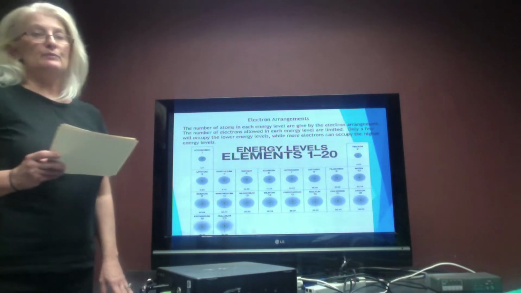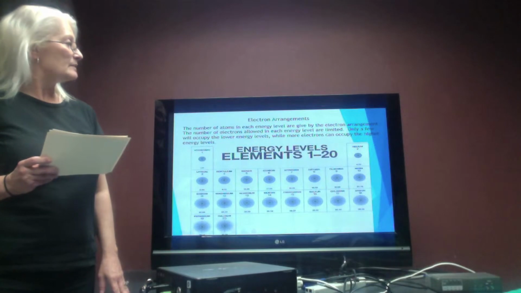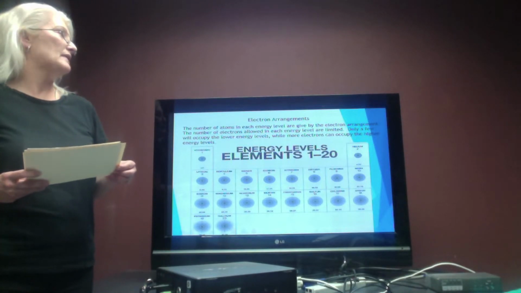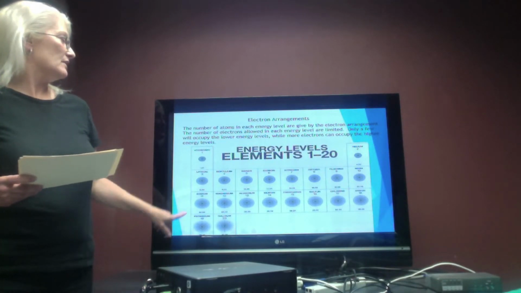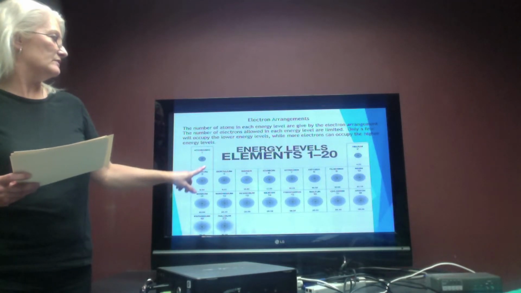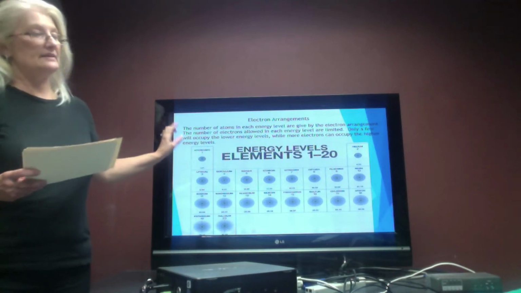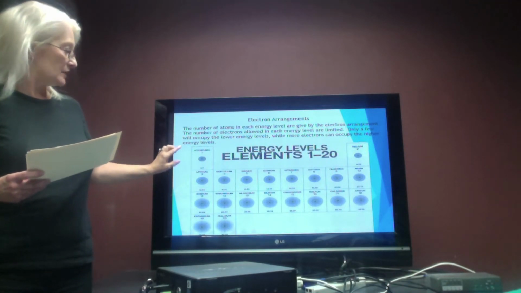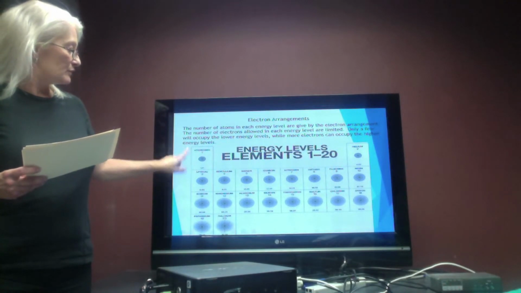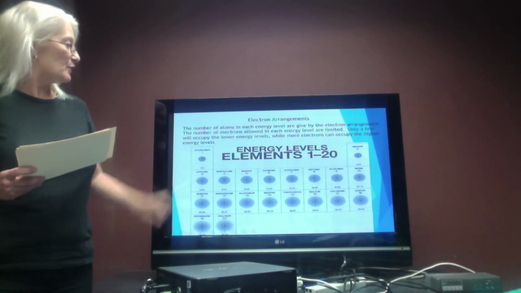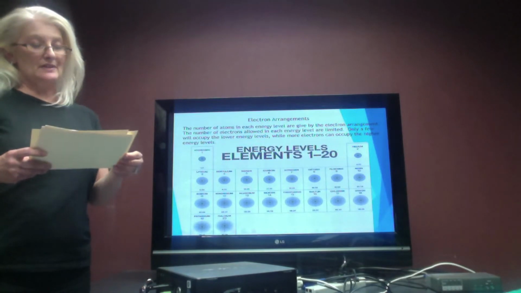In the electron arrangements, the number of electrons in each energy level is given by the electron arrangement. And as you see on the periodic chart in 1 through 20, and as Asia mentioned in her presentation, the groups list the number of levels of energy that they have in their periodic chart.